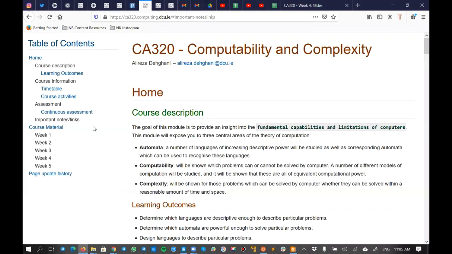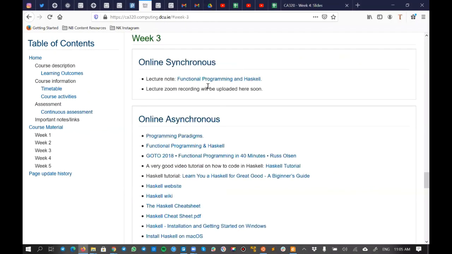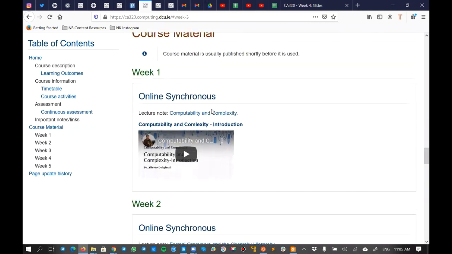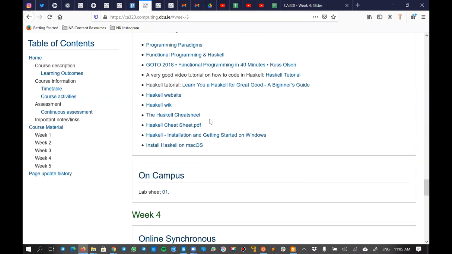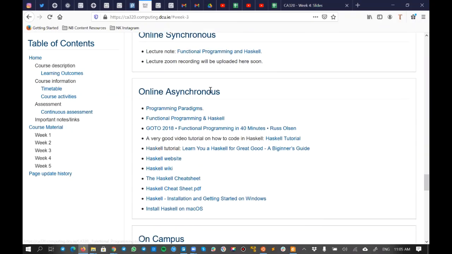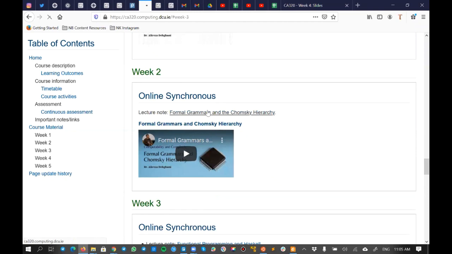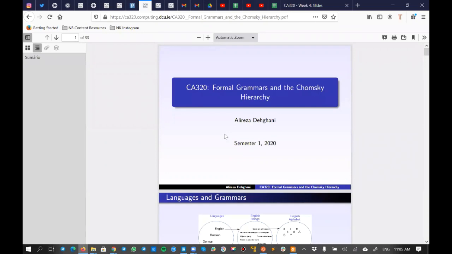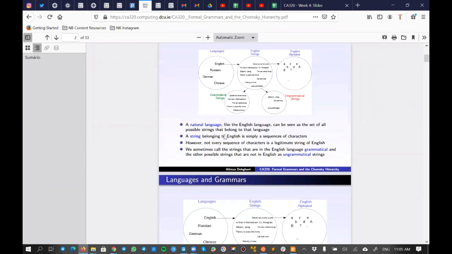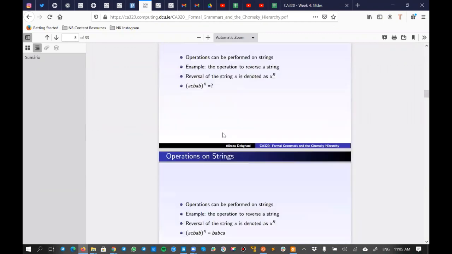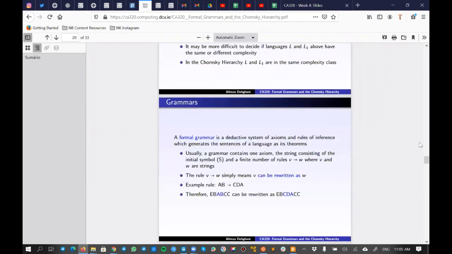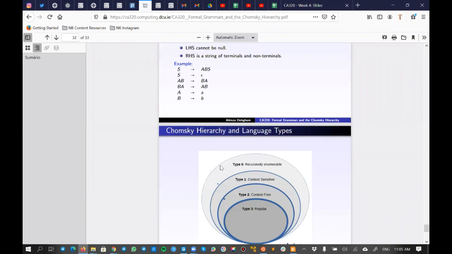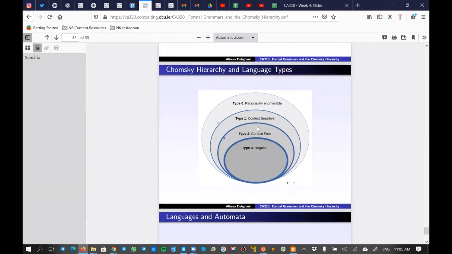Let's jump to the course website. If we go to week 3, finite programming and Haskell. No, that was in week number 2. Yeah, into the grammars. If you remember, we had different hierarchies in the Chomsky hierarchy, different kinds of languages, grammars, etc. So for example, if we jump to the grammar, it should be toward the very end. Yeah. So if you remember here, we had type 0, recursively enumerable languages.